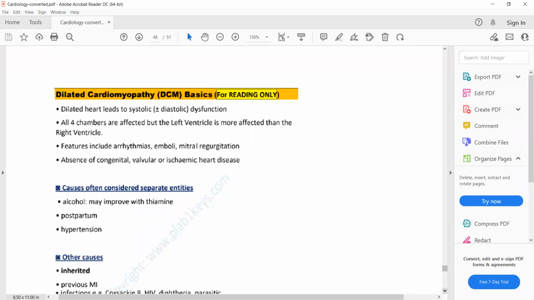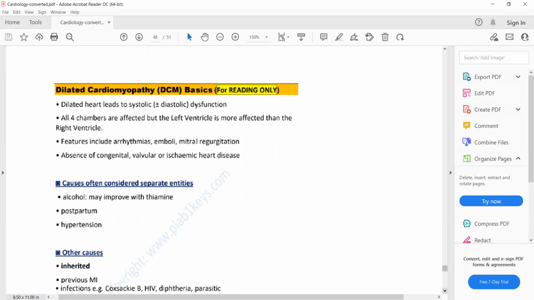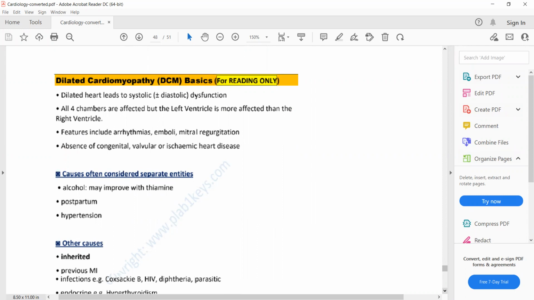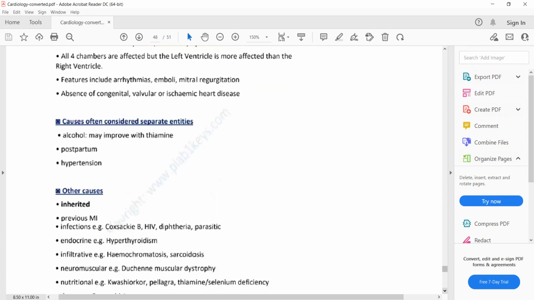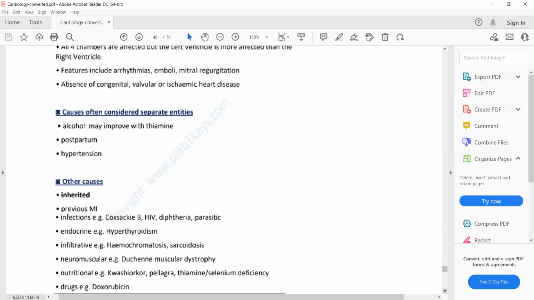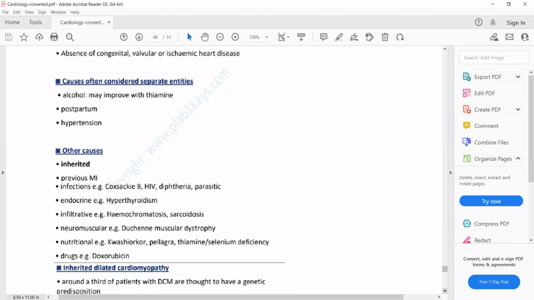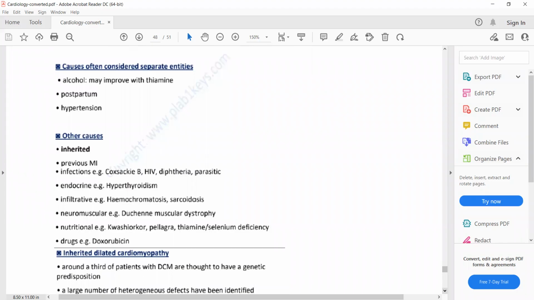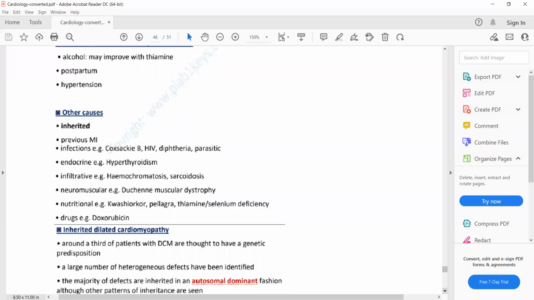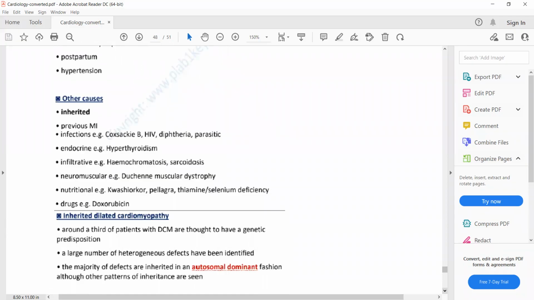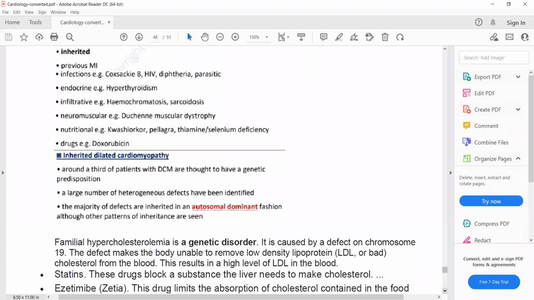Dilated cardiomyopathy can cause atrial fibrillation, and dilation of the heart chambers can also result in mitral regurgitation or regurgitant murmurs. The causes of dilated cardiomyopathy, as I have already told you: alcohol can cause dilated cardiomyopathy. In the postpartum period, dilated cardiomyopathy can occur, and hypertension can also cause it. There are genetic causes of dilated cardiomyopathy as well.